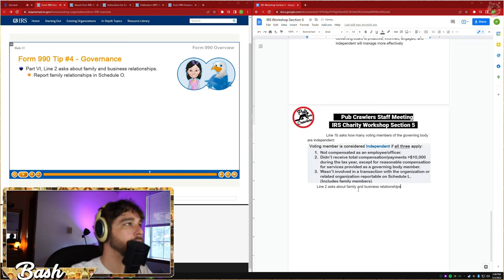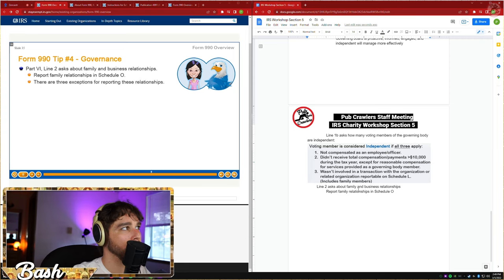For instance, report relations like a husband and wife, or siblings who serve on the board of directors, or when one serves as a director and the other serves as an officer. I guess that includes business relationships. Yes. For instance, if two of your directors are also directors or owners of a for-profit entity, or if one of your directors is employed by another director.